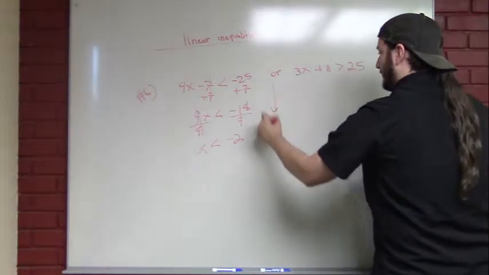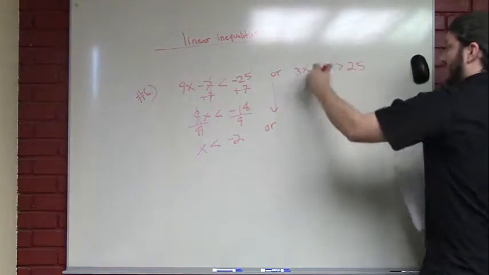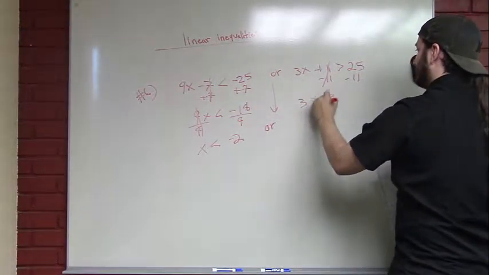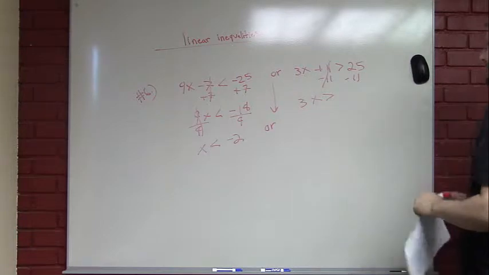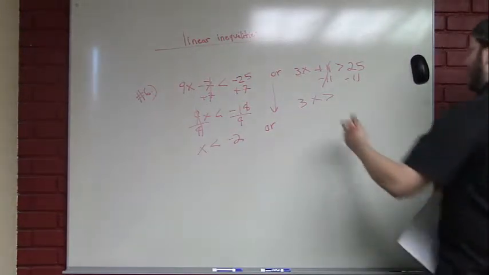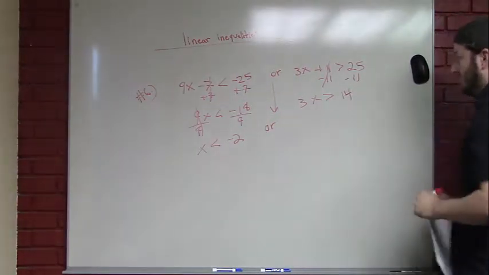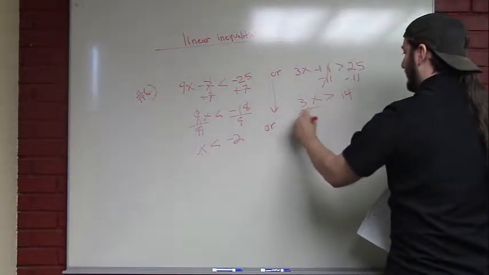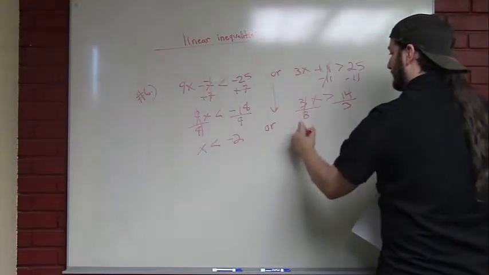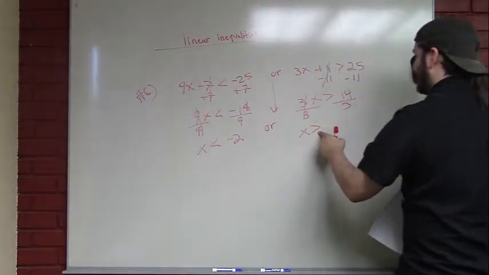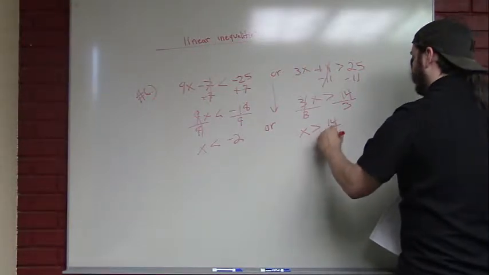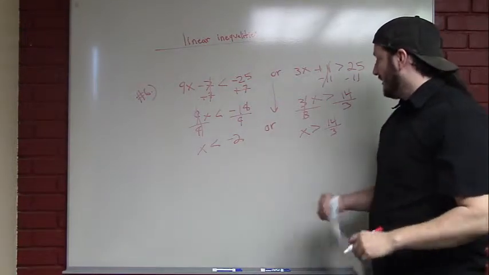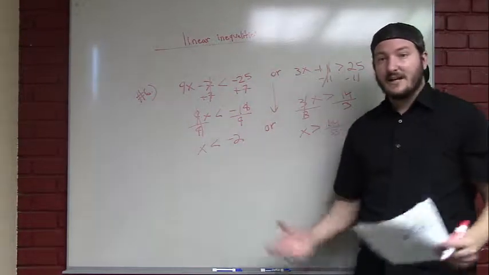So, bring this or down, so we have or, subtract 11. 3x is greater than, what is that going to be, 14? Yep, 14. Divide both sides by 3. x is greater than 14 divided by 3. We got a fraction. I don't know what to do. I'm just kidding. It's just like any other numbers.